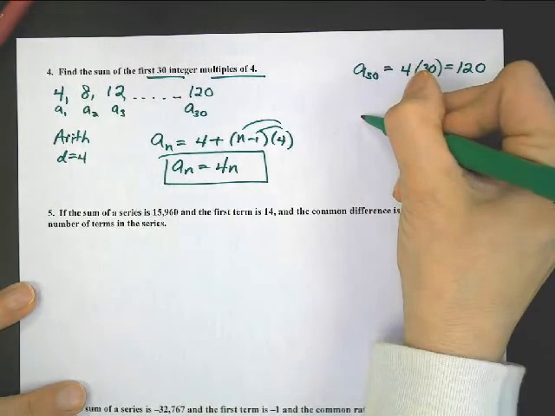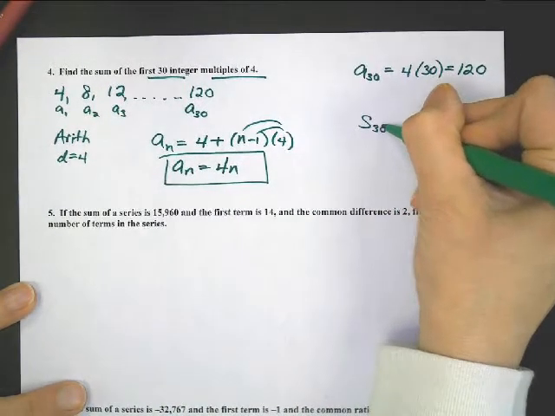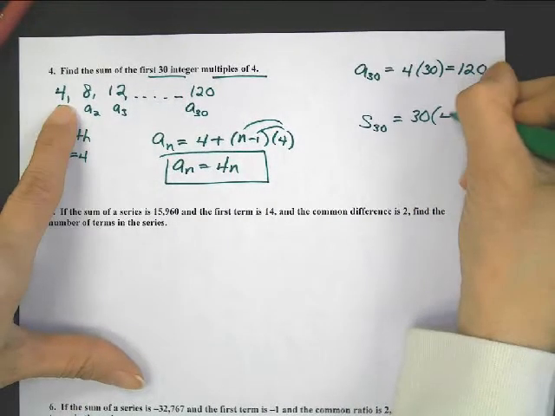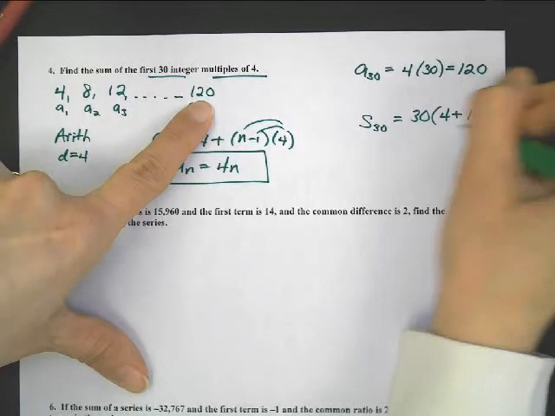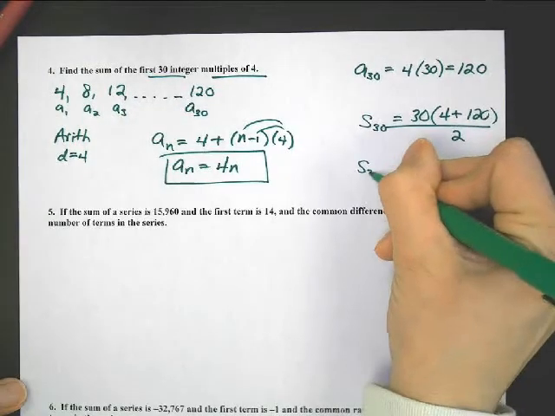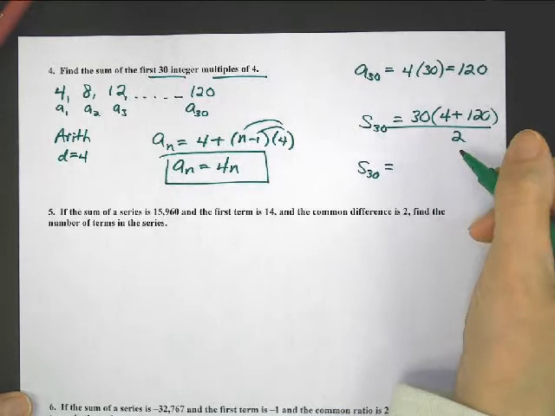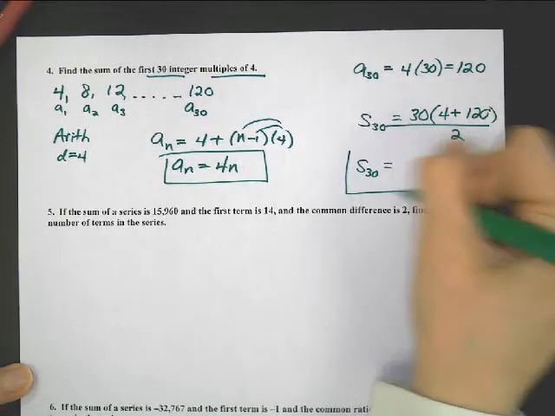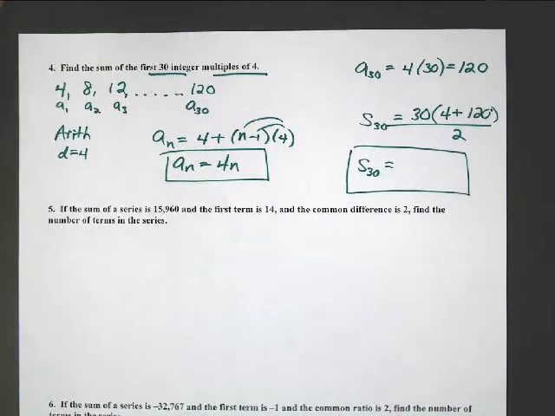This is arithmetic, so let's do an S sub 30 calculation. First we put 30, then you put the first one, then you put the last one, all over 2. S sub 30 is... Why don't you go ahead and do that?